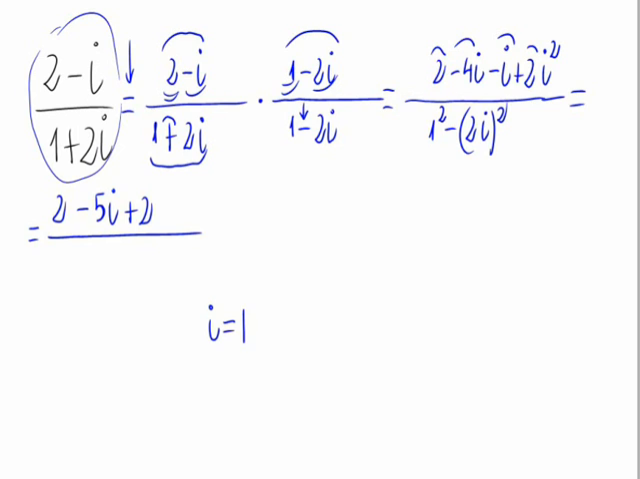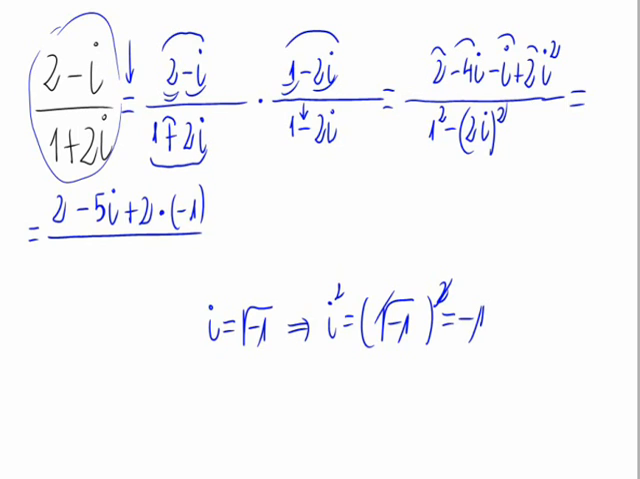And what is i squared? As we know, i is equal to the square root of minus 1. So i squared would be equal to the square of the square root of minus 1, and this is equal to minus 1. So we would have plus 2 times the minus 1, and the denominator would be 1 squared stays 1, and now minus 2 squared times i squared.